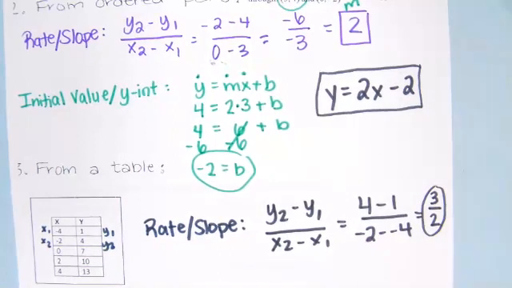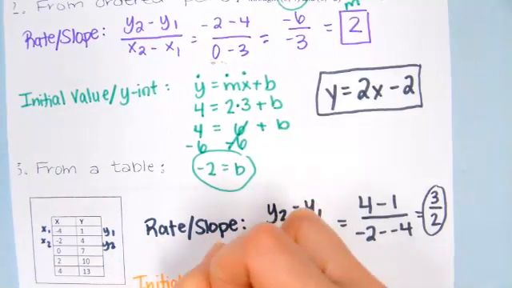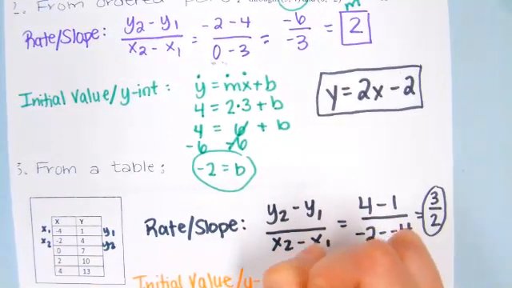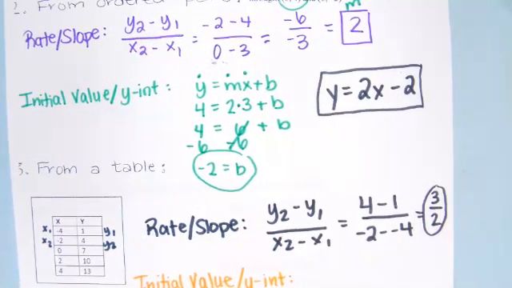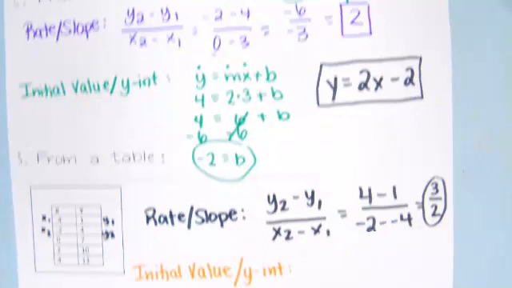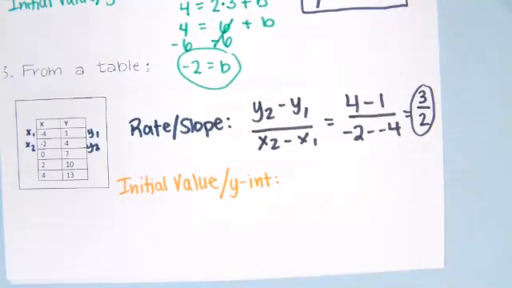Okay. Now, same thing again, we've got to find the initial value or y-intercept. Using the term initial value for a table can be confusing because you're like, oh, initial means first. So then you're like, oh, it's this first value of 1. And that's not it, actually. Does anyone remember how to find the initial value on a table? Crystal, what do I do?